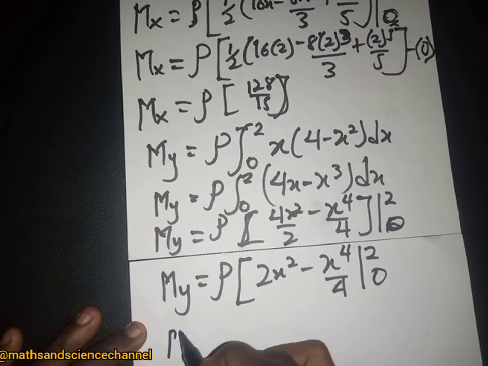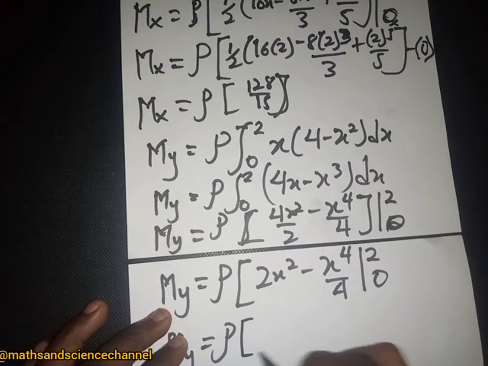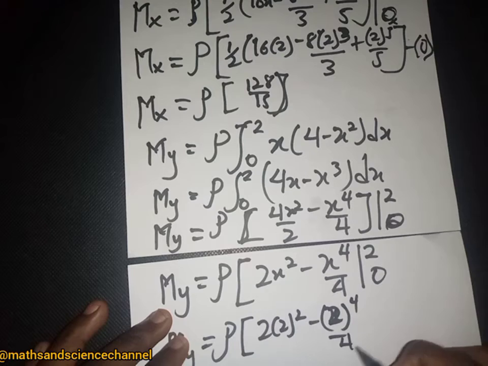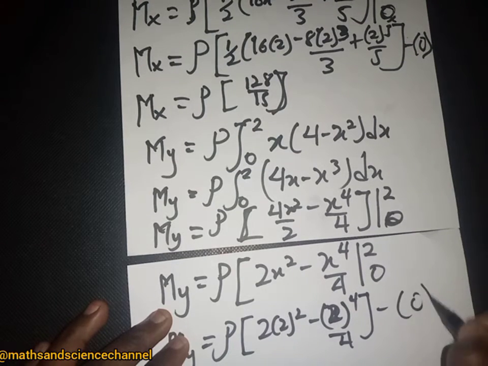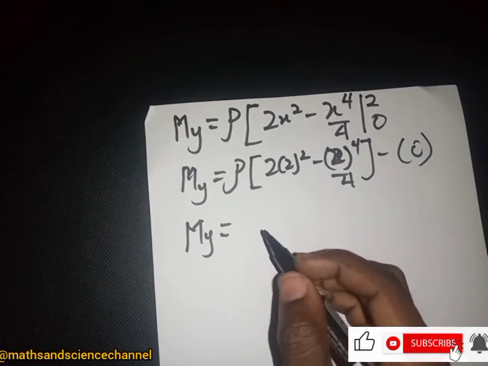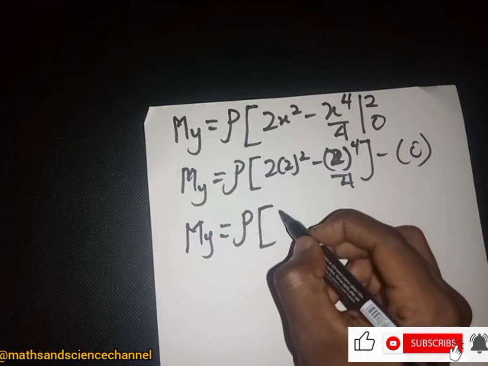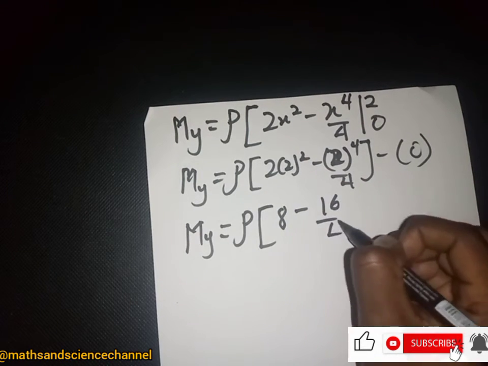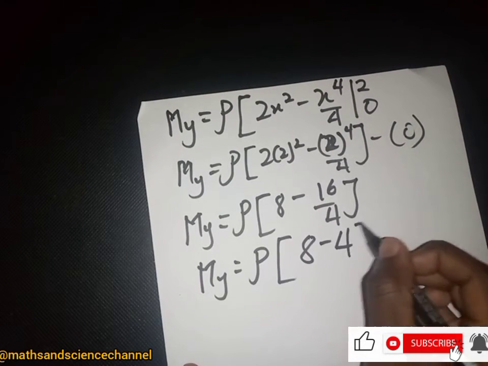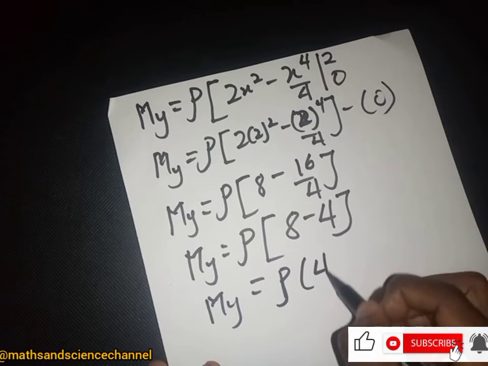Now the 0 part goes away, so we are only left with the 2 part, which is just 2 squared minus 2 to the power 4 divided by 4, right? When we do the 0 part, it goes away, so what we are left with here is just My. So when we compute this, we just have 4 here multiplied by 2 is 8, and then we have 16 here divided by 4. Then My here will just be the density, 8 here minus 4 here, right?